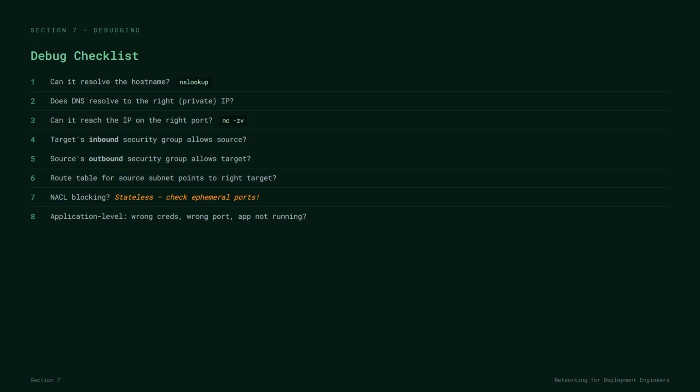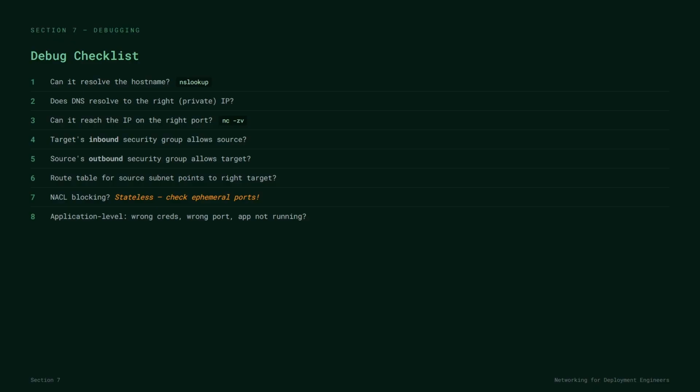Step 6 is NACLs. You have checked everything and it still doesn't work. Check the NACLs. Remember, they are stateless. The return traffic needs an explicit outbound rule covering ephemeral ports. Otherwise it fails silently, no error, the connection just hangs and times out.